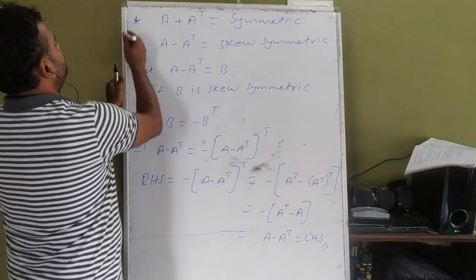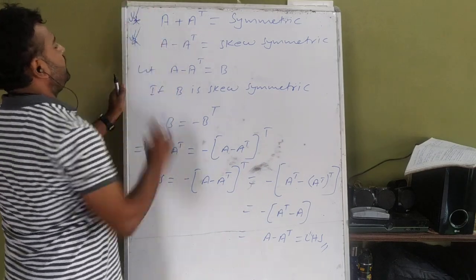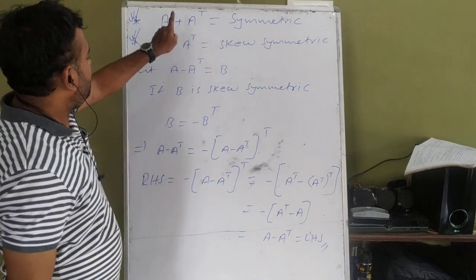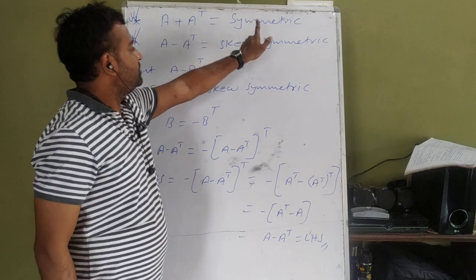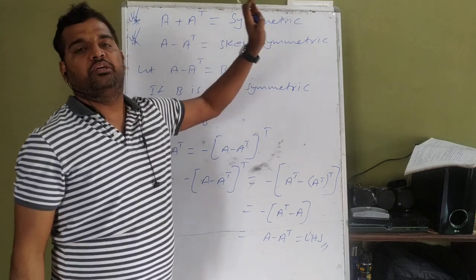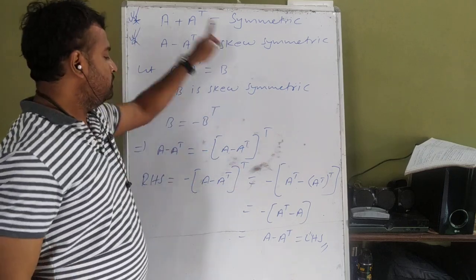So we get two very important results: if A is a square matrix, then A plus A transpose is symmetric and A minus A transpose is skew symmetric. This is the proof for both.